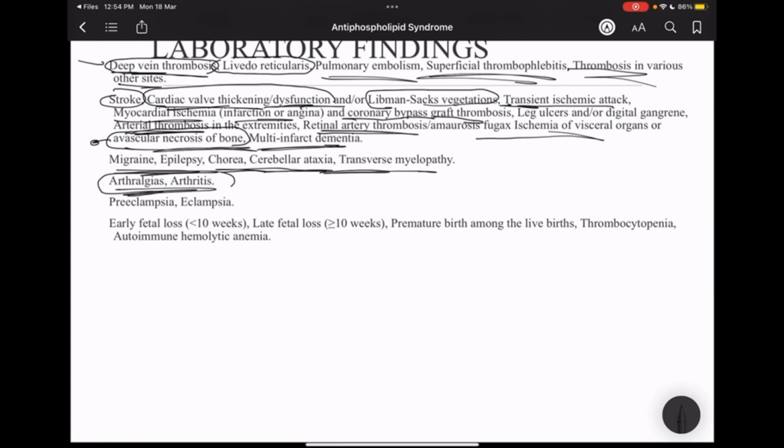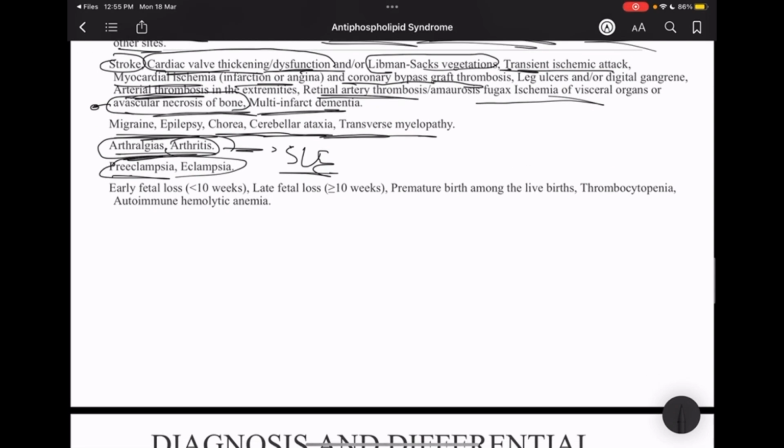Musculoskeletal manifestations, arthritis specifically, if it is secondary to systemic lupus erythematosus, preeclampsia, eclampsia. And this part is really important here, because in the diagnosis, we're going to talk in more detail about it.